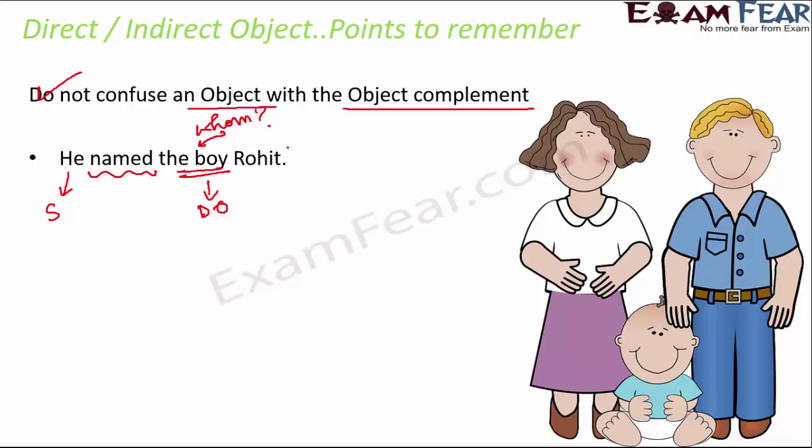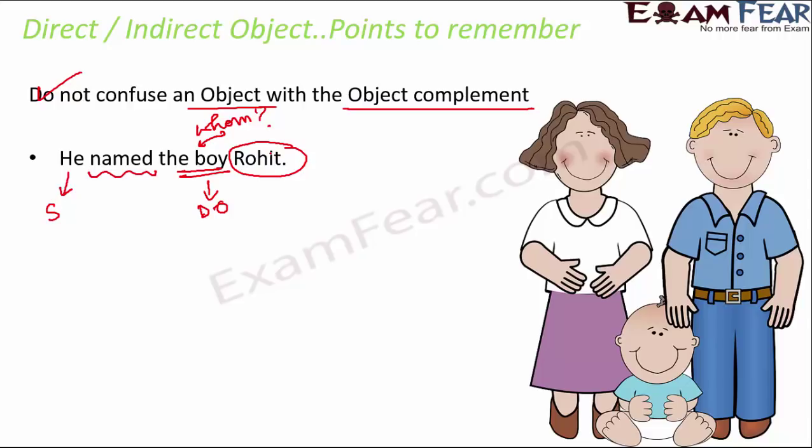Because sometimes you may look at it in this way: he named the boy what? And the answer is Rohit. So Rohit should be the direct object. But that's not correct. Why? Because whenever we have to identify the direct object, we have to ask a question, what or whom, after the action verb. And the action verb in this case is named. So the question has to be, he named whom? Correct? So the answer will be, he named the boy. So the boy is the direct object here.